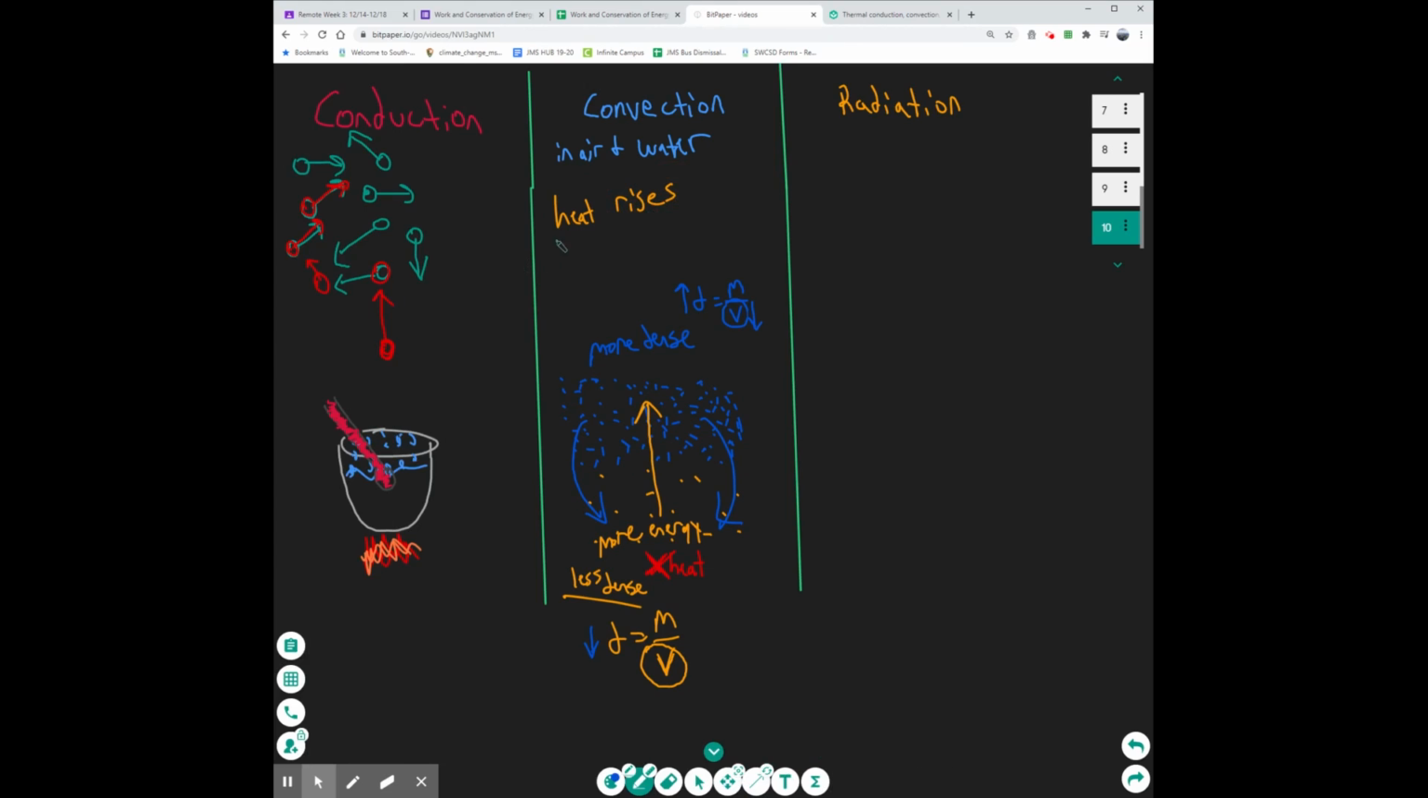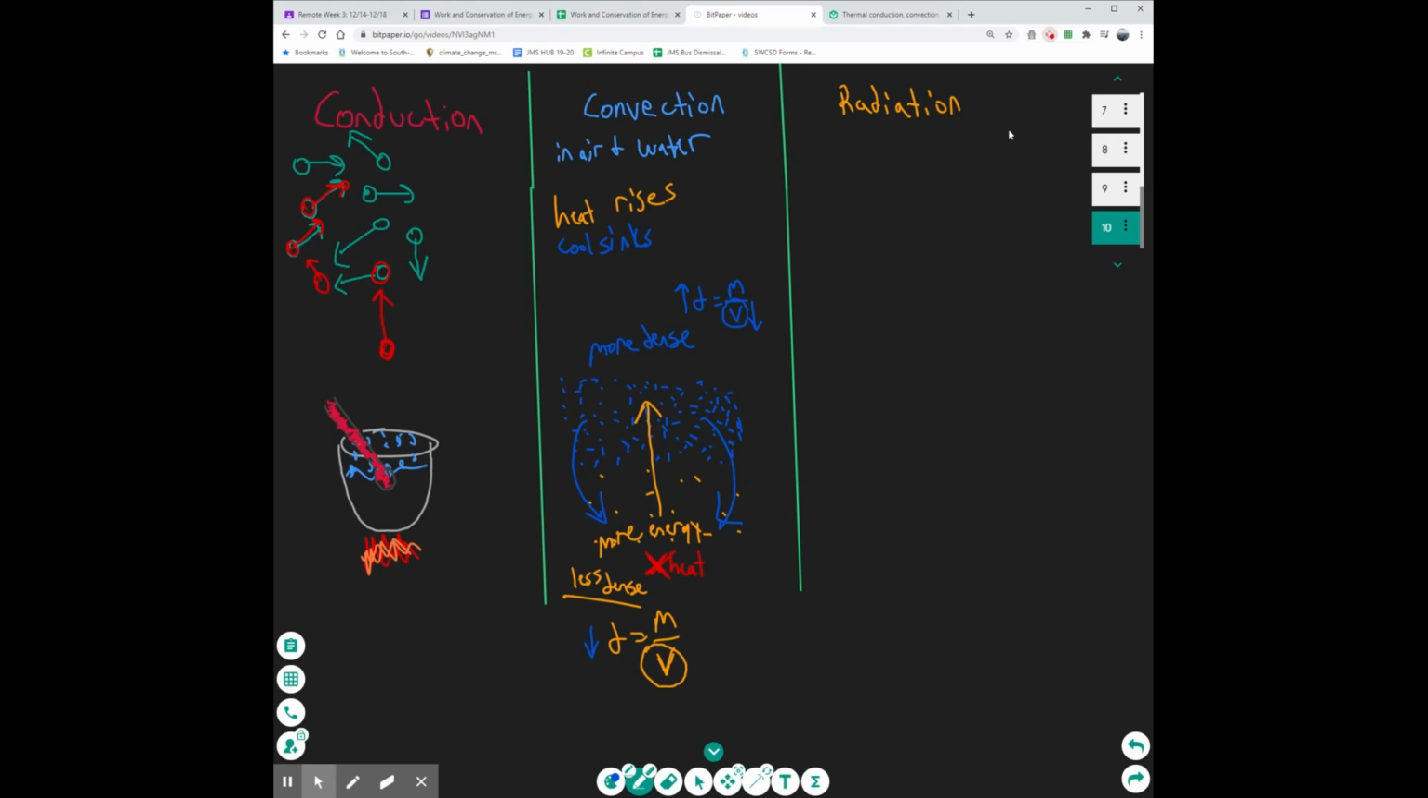and cool sinks. This works in the ocean. This works in your house. This works in the atmosphere. This convection is a driving force of a lot of our weather patterns, and it also helps to heat our homes, right? So it's probably warmer on the second floor or in the higher places of your house than it is in the lower places of your house because of this convection idea.